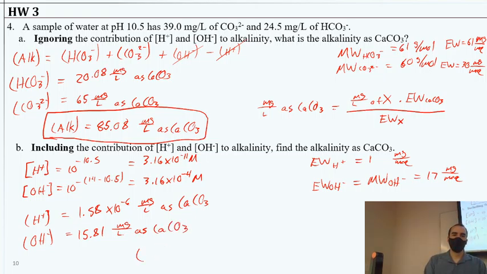Okay, and this time if you add the 15.81 to the 85.08, that's where we're getting a number that's about 100.9. Finally, it actually becomes possible. If you notice, we also would need to subtract the 1.58 times 10 to the minus 6, and that's just going to be way out there as a rounding error, right? So pretty much ignoring that. So 100.9 milligrams per liter as CaCO3.